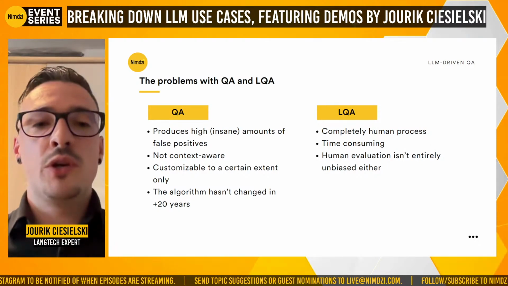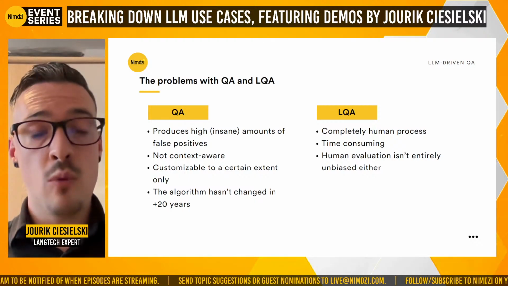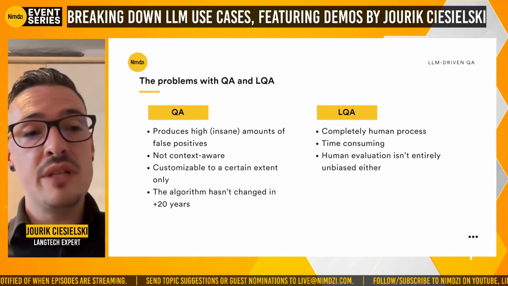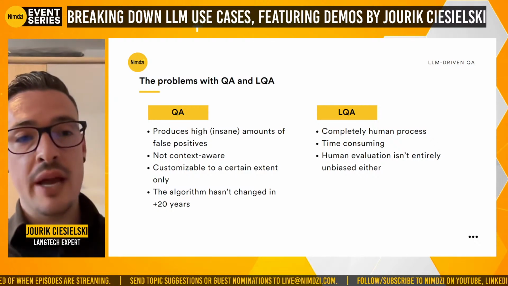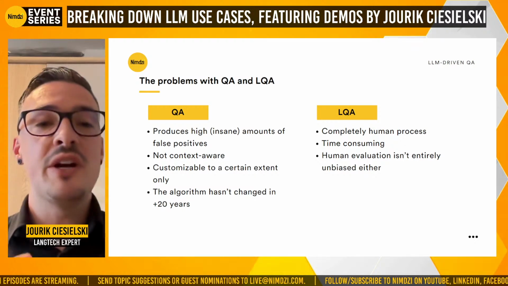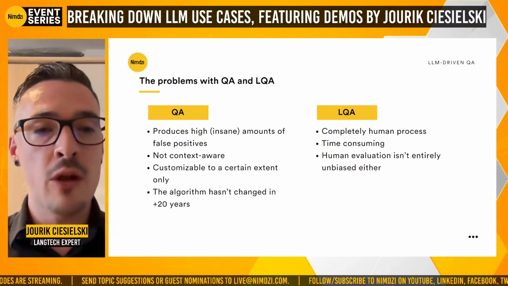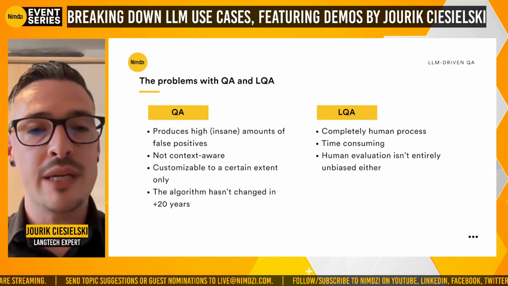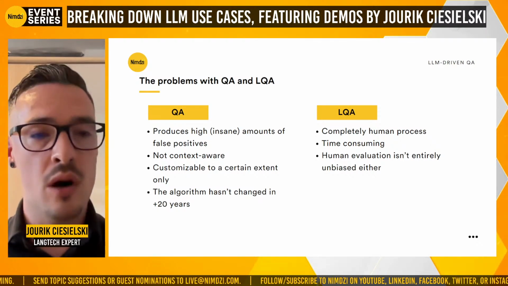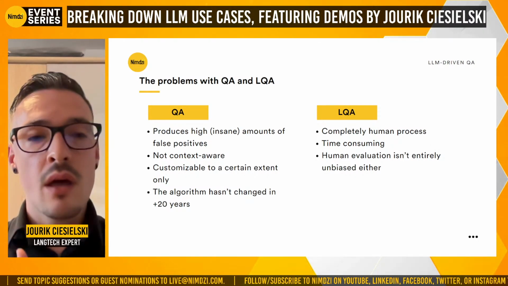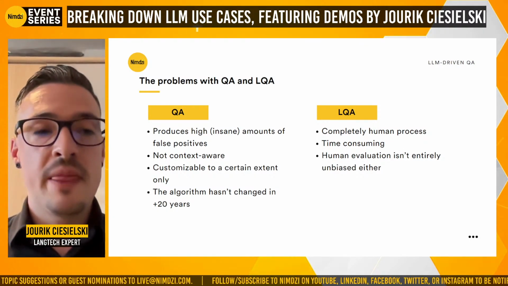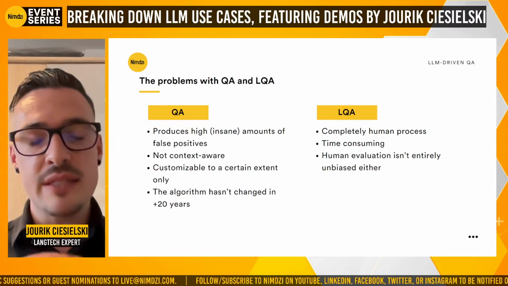Problem number two, QA is not context aware. If in scenario A, you need to format a number like this, but in scenario B, you need to format the number differently, there's no way of telling your QA algorithm to take that context into account. It simply doesn't work. It's rule-based. It's not context-aware. It's only customizable to a certain extent. It's very hard to create tailored QA checks.